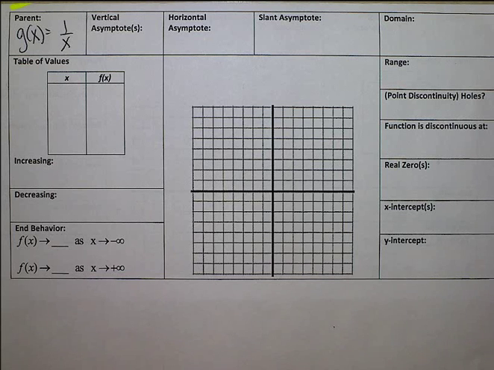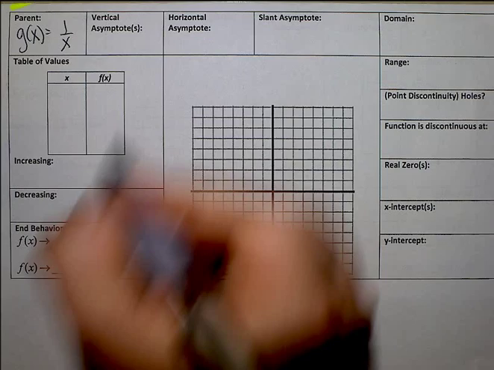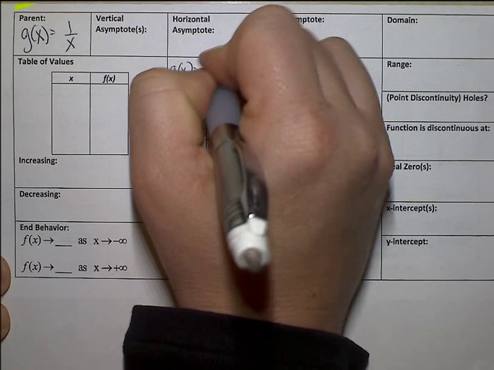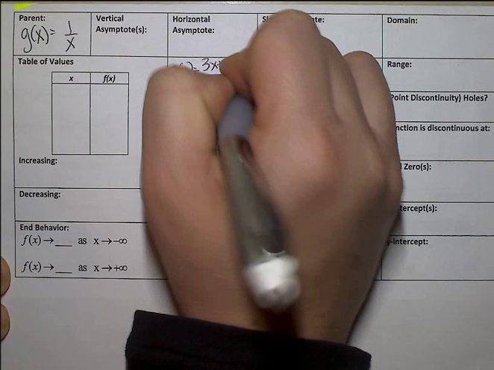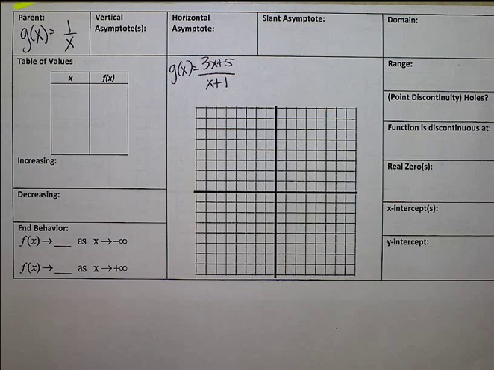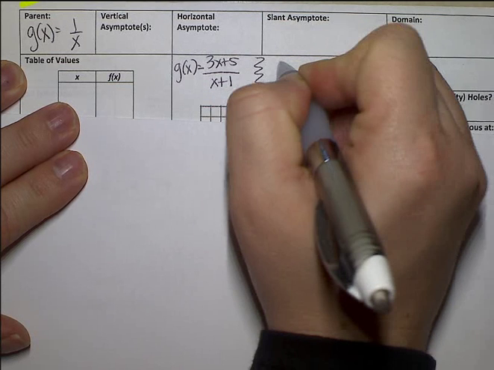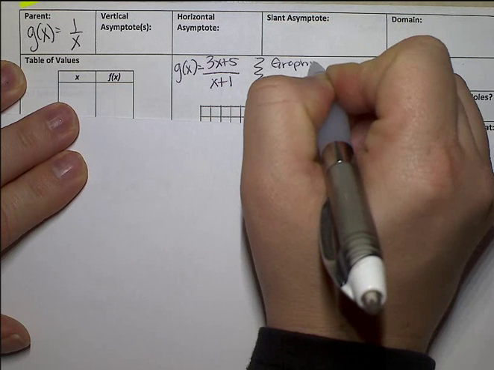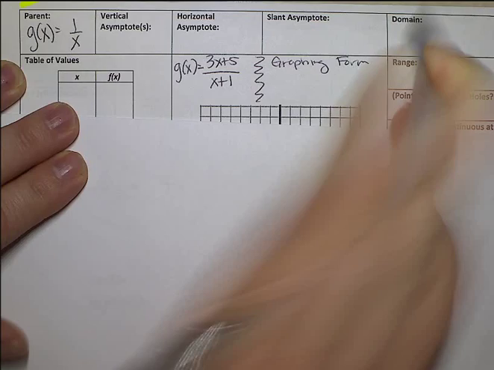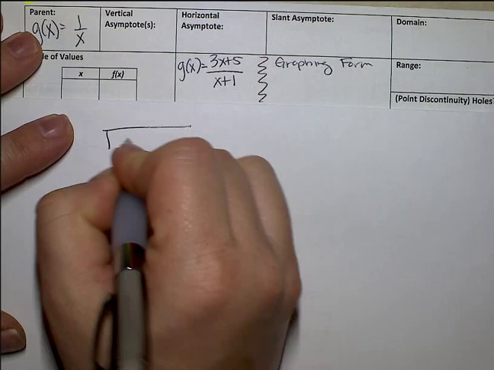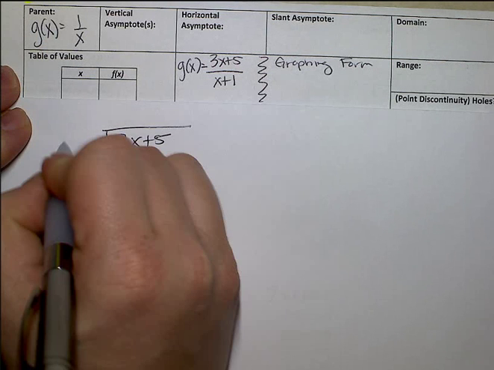Okay, so for this function, we are going to do y equals, or g of x equals 3x plus 5 over x plus 1. We're going to put it into graphing form. So graphing form, the number on the top, the numerator, is going to go inside. The number on the bottom goes outside.